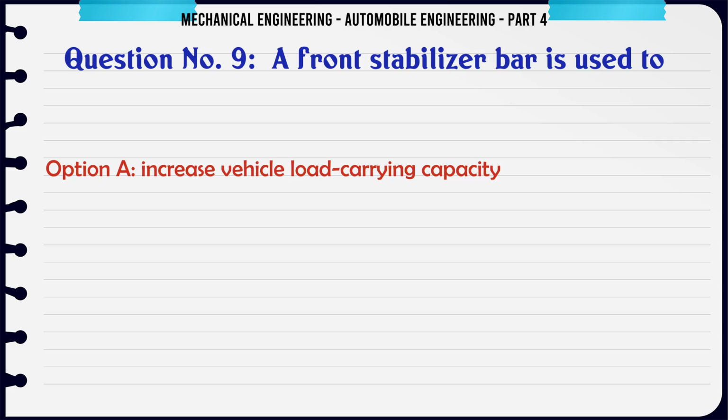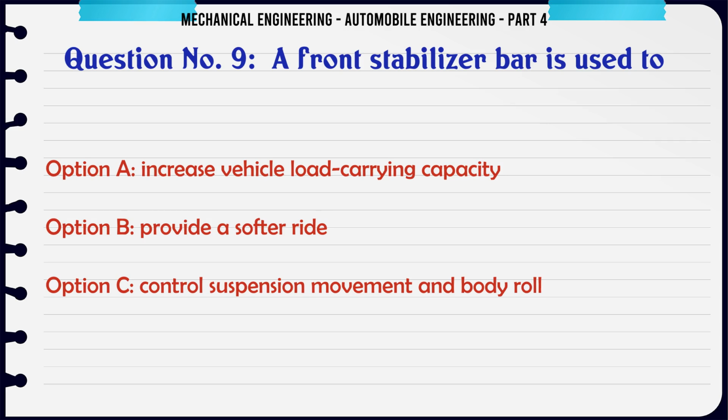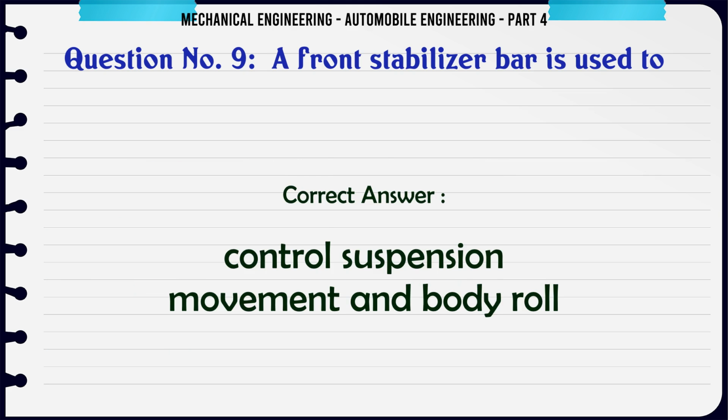A front stabilizer bar is used to A. increase vehicle load carrying capacity. B. provide a softer ride. C. control suspension movement and body roll. D. all of the above. The correct answer is control suspension movement and body roll.